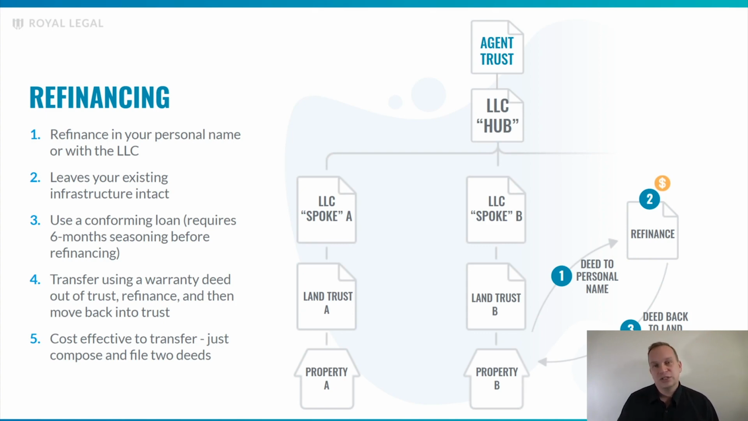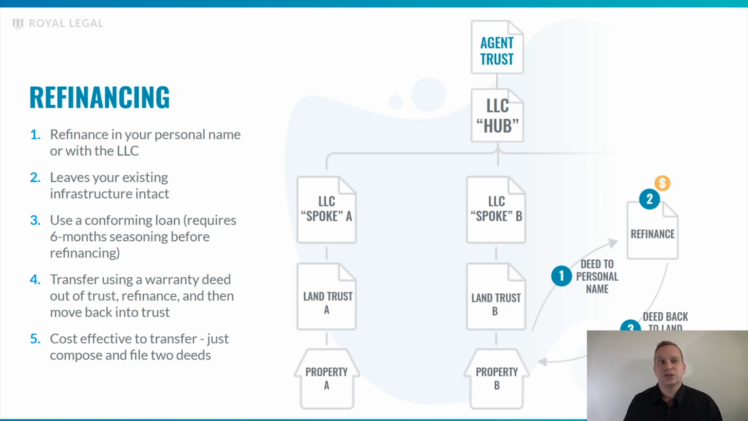So really the best thing to do for refinancing when you're using trusts and LLCs is to leave all of your existing infrastructure in place, right? Deed the property into your personal name, conduct the refinance, and then deed it back into the land trust. And you can do that cycle. It's very inexpensive to do that because most of all the work has already been done on the front end from having that property initially inside of the trust.